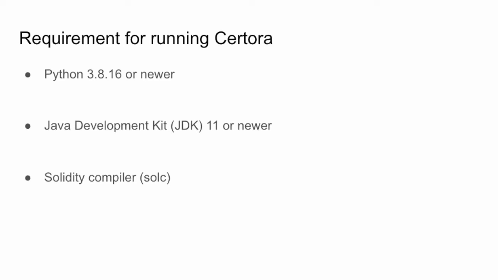Before installing the Certora Prover, you must be sure that you have the following installed in your system. The first, you must have a Python version of 3.8.16 or newer, and also have a Java development kit version 11 or newer. And finally, you must also have the Solidity compiler installed on your machine that is able to compile your smart contract code.